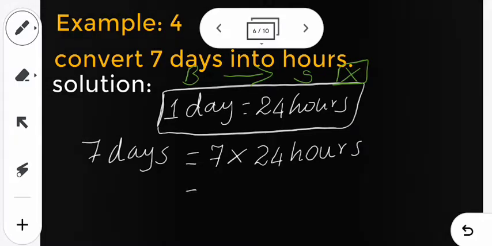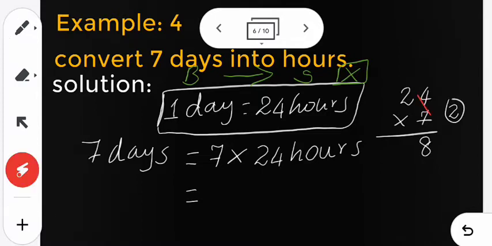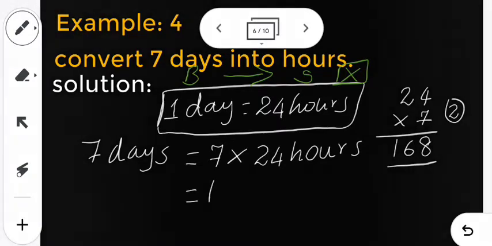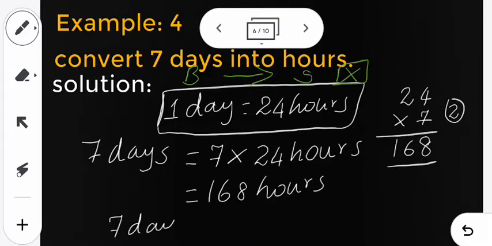So 7 into 24. Let's multiply here now 7 and 24. So 24 into 7. 7 fours are 28. So 2 carry over. Again 7 twos are 14. 14 plus 2, 16. So 168. So the answer is 168 hours. It is very easy if you know the formula. So the answer is 7 days equal to 168 hours. This is the answer.